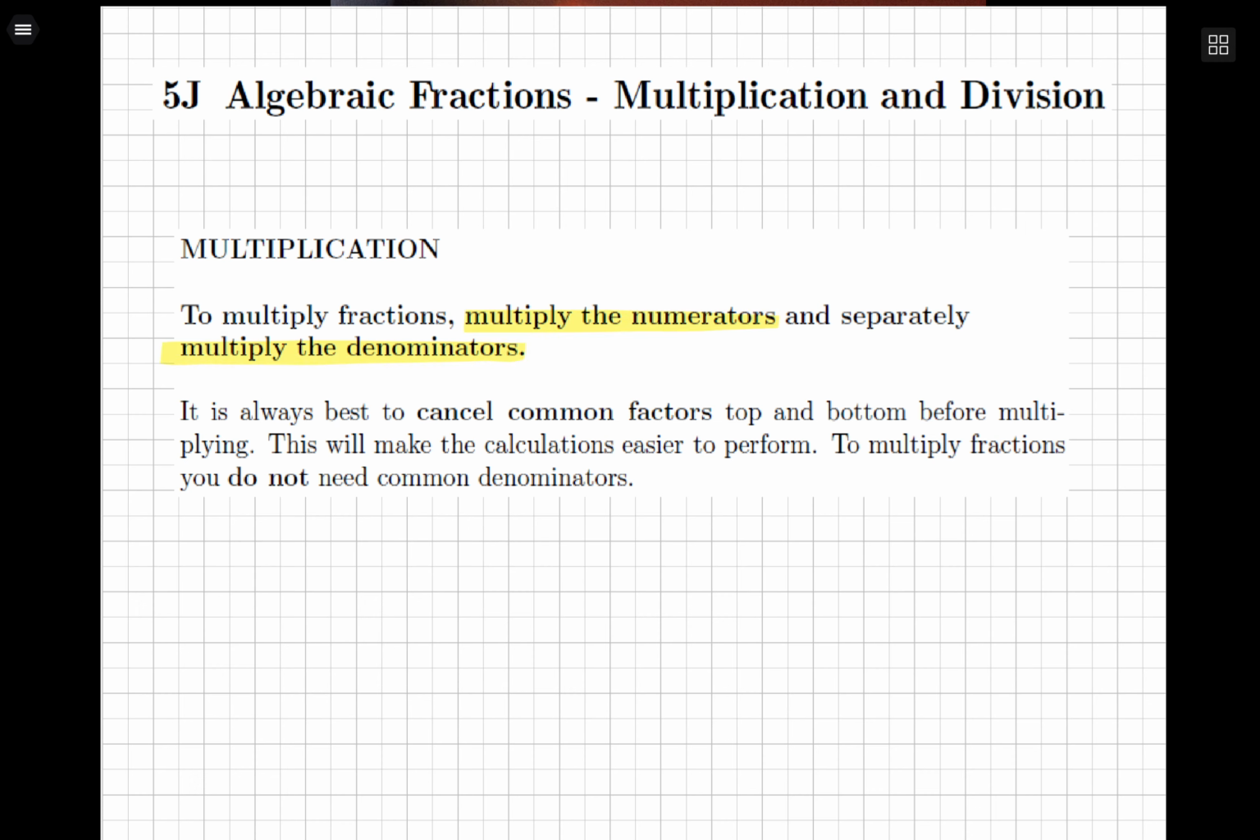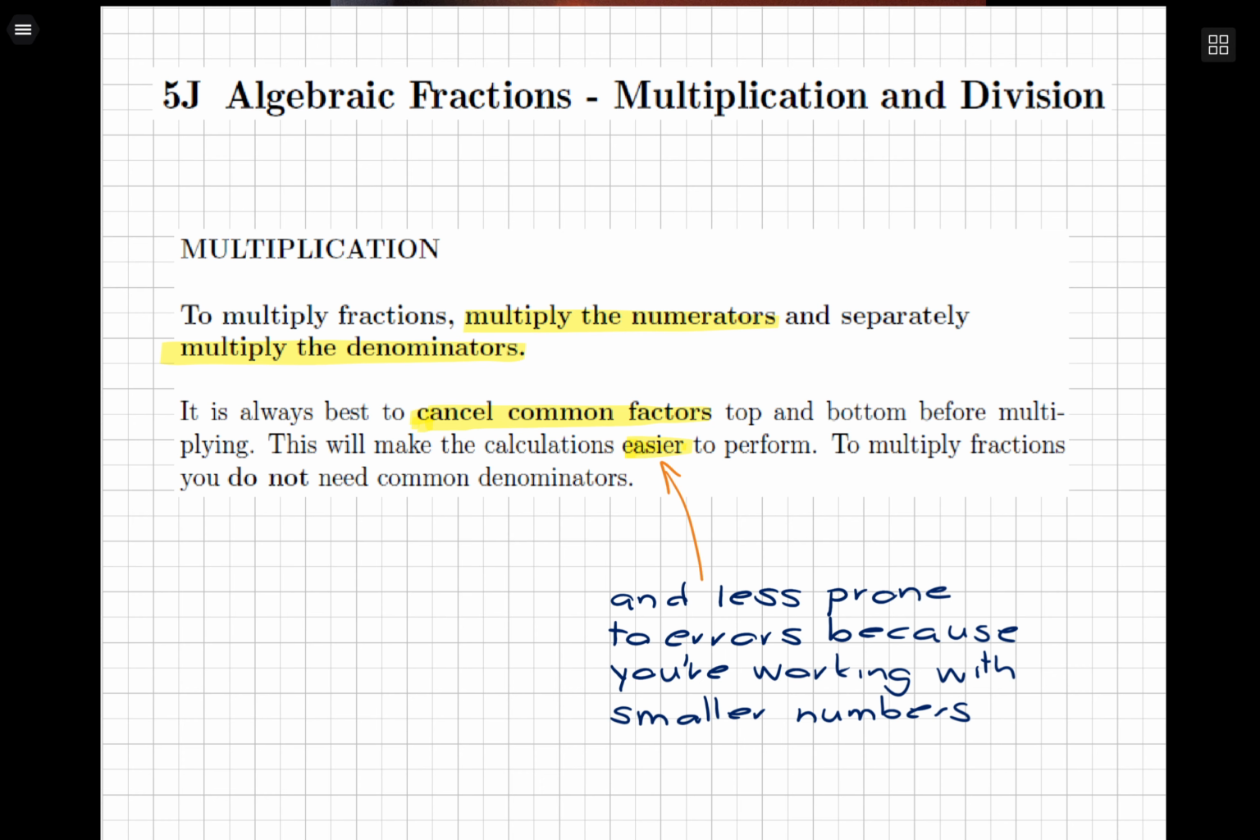When you're multiplying out, it's always best to cancel common factors. That's going to make the numbers smaller to work with, and it's going to make your calculations easier to perform and less prone to errors. You want to work smarter, not harder. That's the key. The text then goes on to say, to multiply fractions, you do not need common denominators. We needed common denominators back when we were doing addition and subtraction because we needed to compare like fractions, but with multiplication, that's not a step that needs to be done.